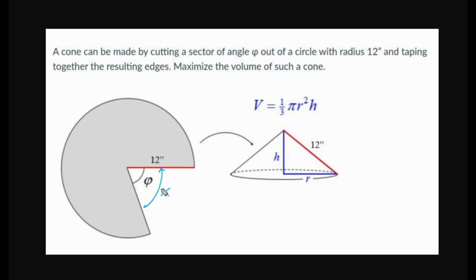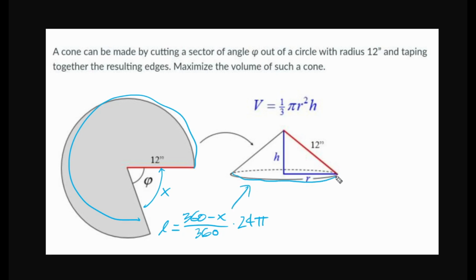We'll call it X since we're not in Greece. That means that that arc length is going to be a certain ratio of the circumference. So it's going to be 360 minus that angle divided by 360, that fraction of the circle, times 2 pi r. Well, we know that r is 12, so it's going to be 24 pi. So that's the arc length, which is going to become the circumference of the base of that cone.